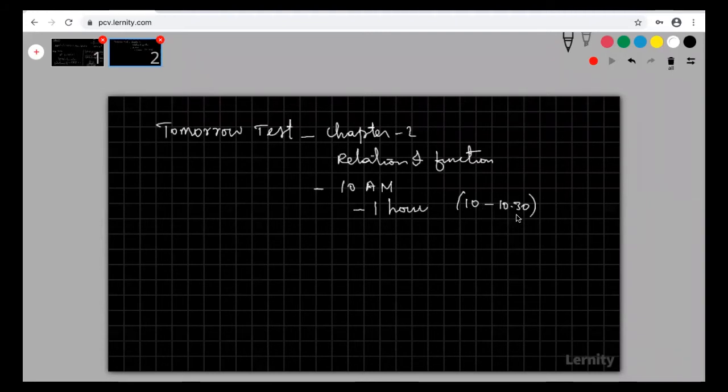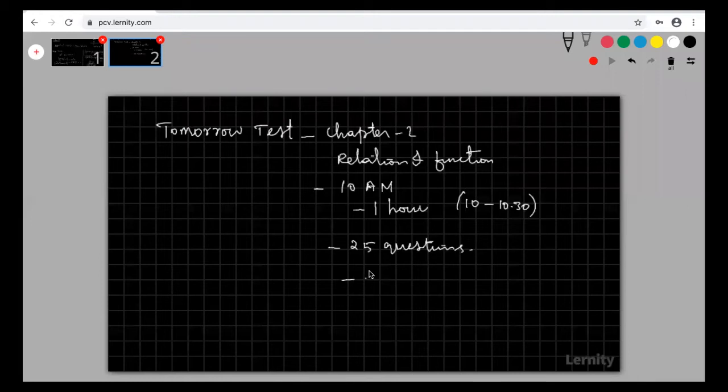Please note this. If you open it at 11 or 12, it may sometimes be open, it may not be open. Right? So totally 25 questions, not 20 questions, 25 questions.